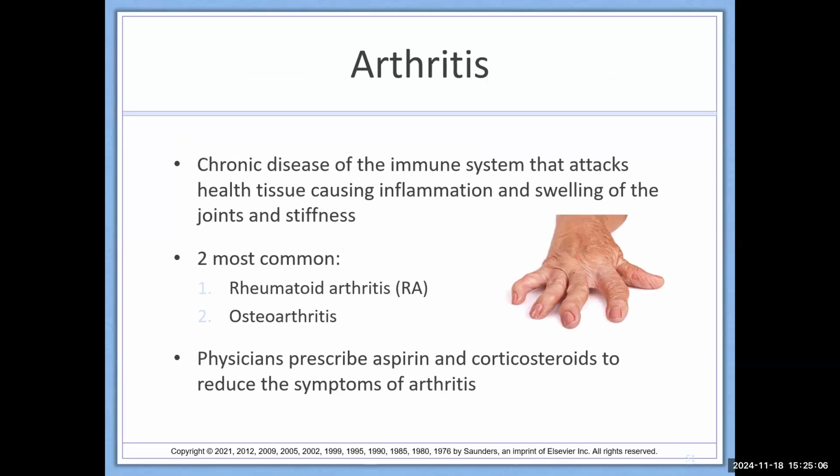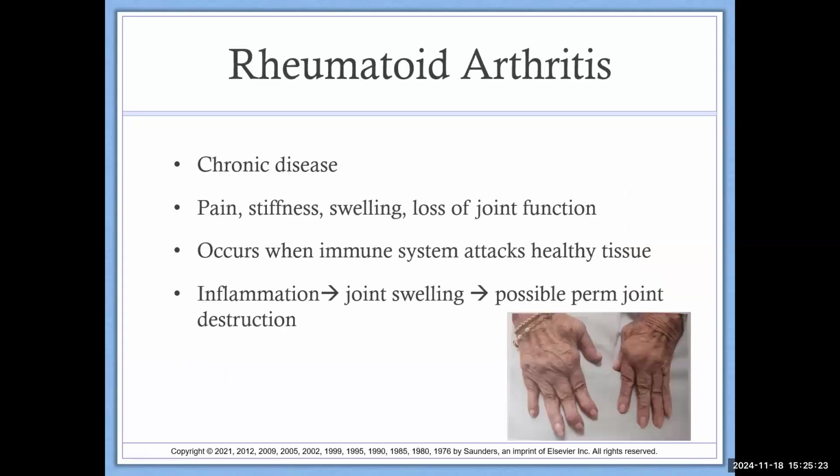And you could see how, like in this picture of the hand on the right, that is a typical example of arthritis. And there's two common types. There's RA, or rheumatoid arthritis, or there's even osteoarthritis. So physicians prescribe aspirin or corticosteroids to reduce the symptoms of arthritis.